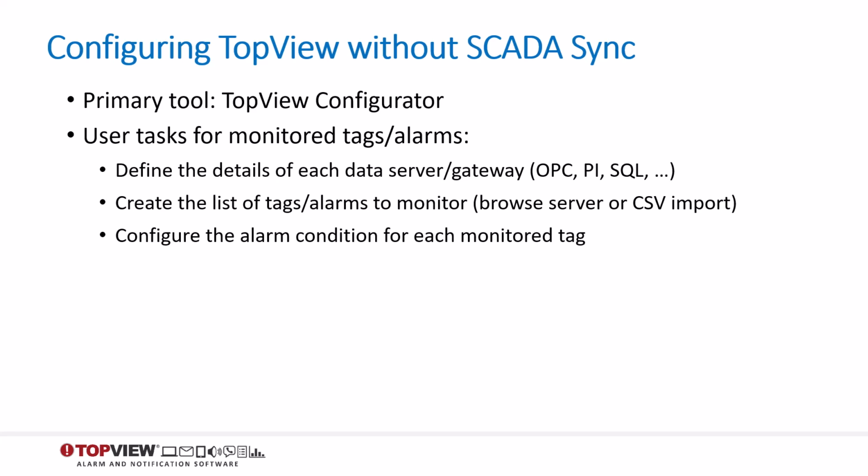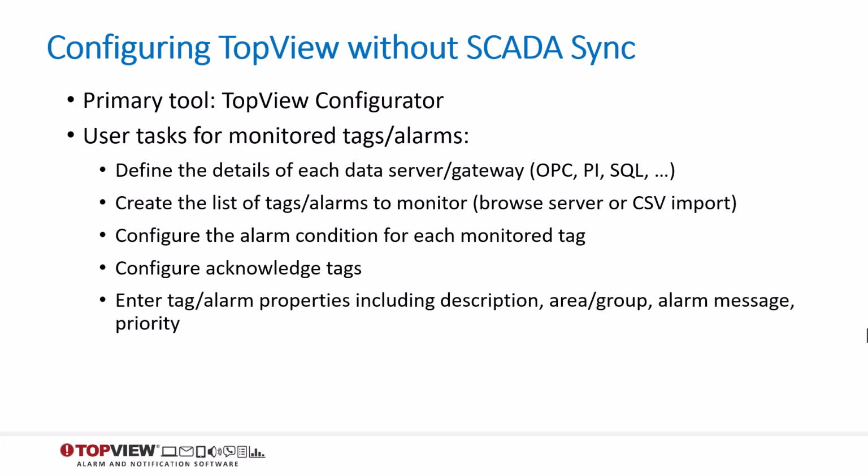For an existing alarm, the monitored tag may be a Boolean that is true when the alarm is active. If alarm acknowledge is available in the SCADA, and if the user would like to synchronize the acknowledge states between TopView and the SCADA, the user needs to configure the acknowledge tags. Then the user needs to configure other properties of the tags, such as descriptions, areas or groups, and the alarm message. The configurator does not require the user to individually configure each alarm. Bulk tag configuration is available through CSV files to reduce the configuration time. But even with these tools, the user still needs to provide the tag properties.